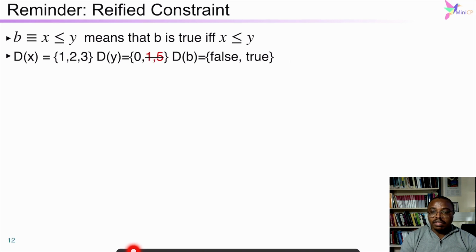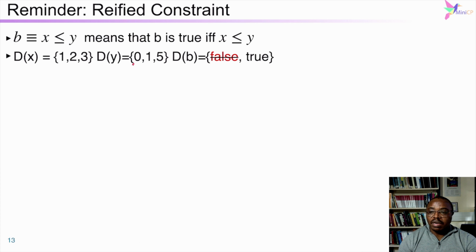Let us remove the values 1 and 5 from the domain of y. Clearly, x cannot be smaller than y, and therefore, we remove the value true from the domain of B. If B is set to true, x cannot be smaller than the value 0 of y, and therefore, we remove the value 0 from the domain of y.